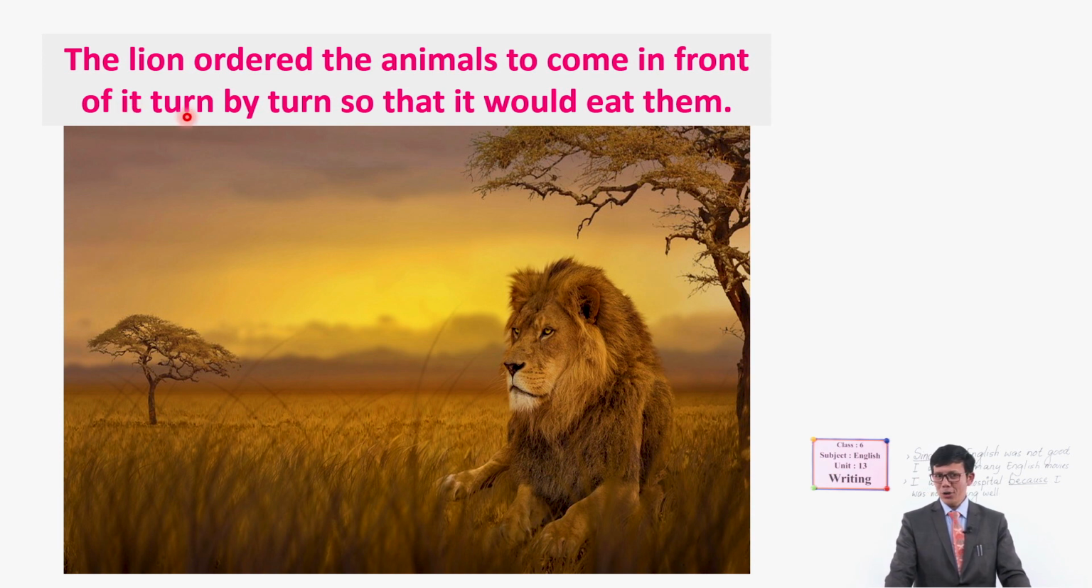Look there. The lion ordered the animals to come in front of it, turn by turn, so that it would eat them. This was his order, his command to all the animals in the jungle. The lion ordered the animals to come in front of it turn by turn, so that it would eat them. This was his command to all the animals in the jungle.